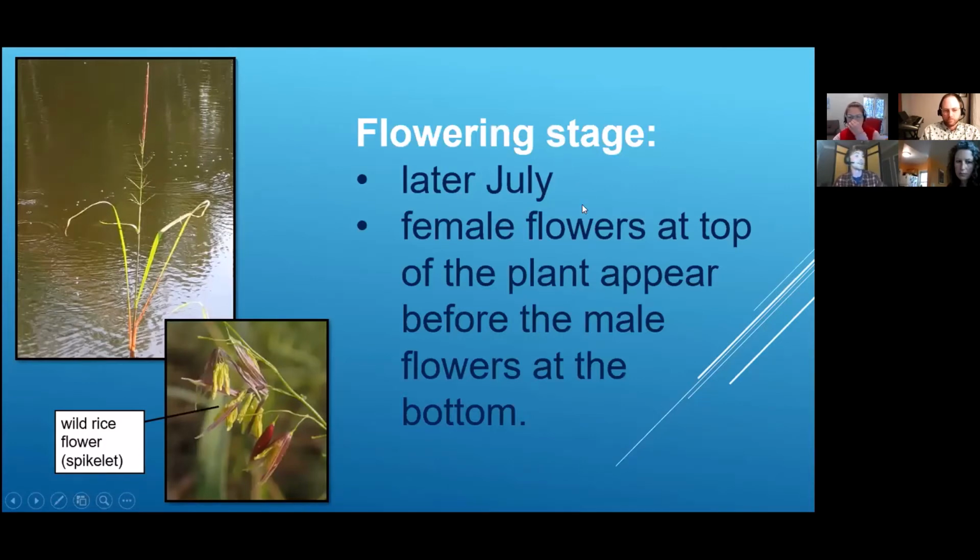And then the next stage of wild rice is the flowering stage, which appears in later July. In this stage, you'll see female flowers at the top of the plant, which appear before the male flowers at the bottom. And this is what the flowers look like. They come in these little things called spikelets, which are pretty much mini flowers connected to a larger stalk, I think.